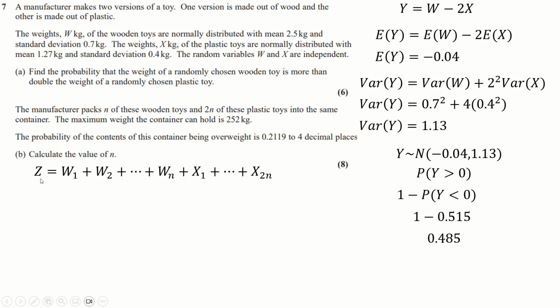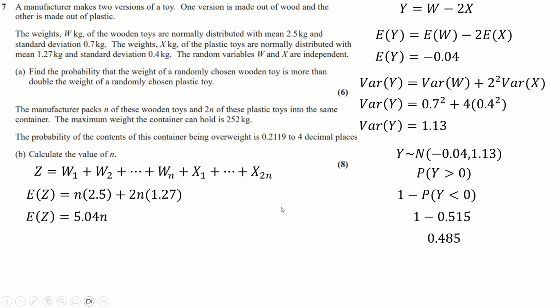We'll set up another thing, Z, which is the sum of n W's from random W's that we've chosen and 2n X's that we've chosen. Now there's a subtle difference between doing this and doing something like this here, but the expected value of Z is clearly just n times the expected value for each of the W's, which is just n times 2.5, and it's going to be 2n times the expected value for the X's, which is 1.27, which is going to give me that, so that's fine.